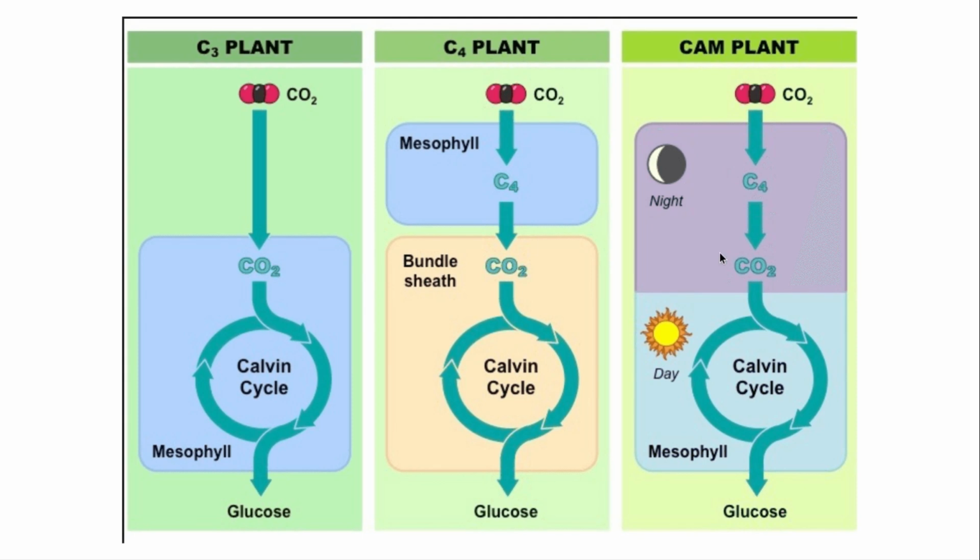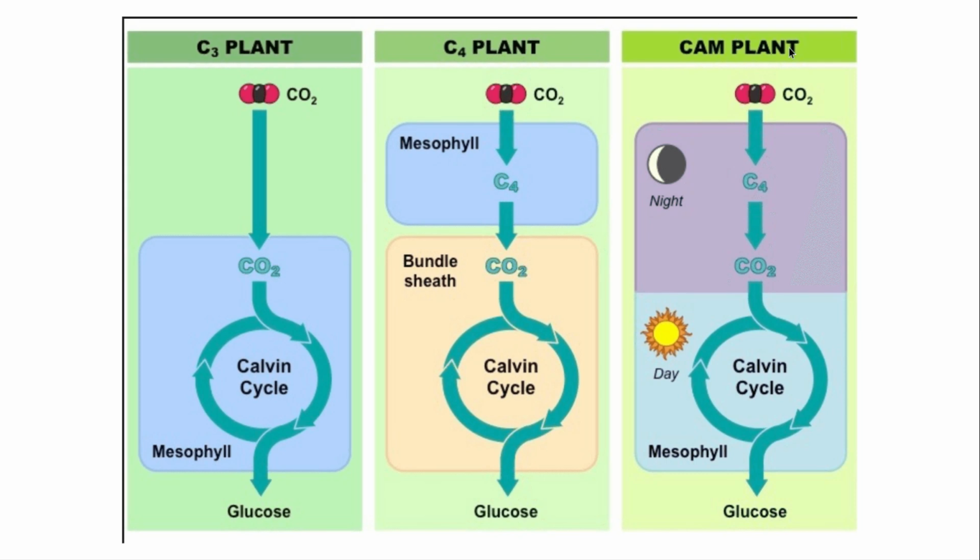But what about plants that are growing in extremely hot conditions like deserts? The C4 strategy is not going to work for them. CAM stands for Crassulacean acid metabolism, which is basically named after the group of plants, the Crassulaceae, in which it was identified.